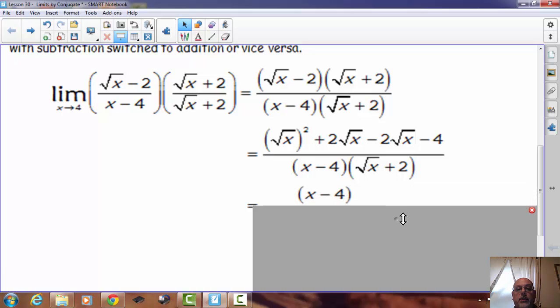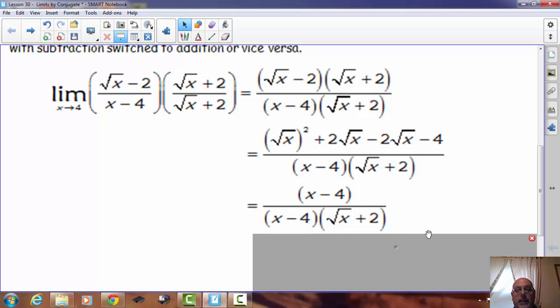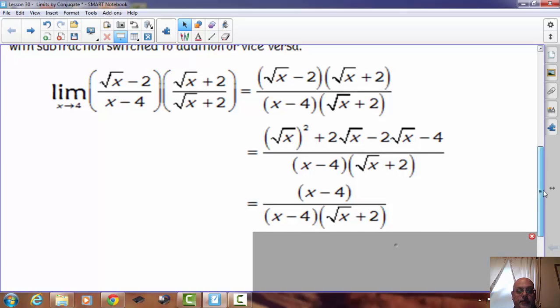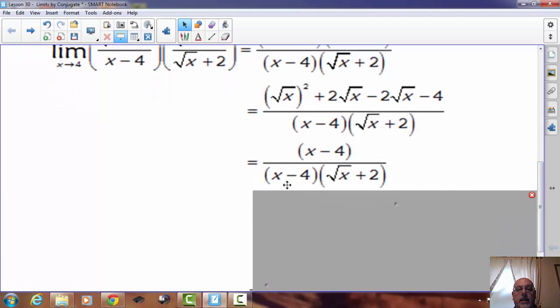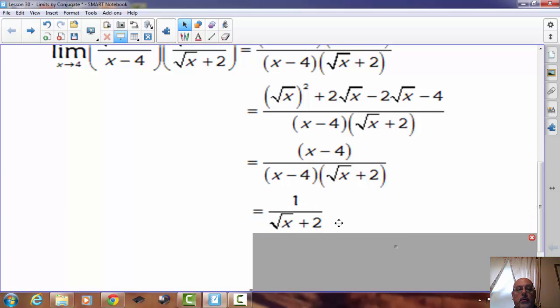When we clean up the numerator, since 2 radical x and negative 2 radical x cancel each other out, and the square root of x times square root of x is x, your numerator is x minus 4. The x from there and the minus 4. And we had an x minus 4 in our denominator. So what will happen is the x minus 4's divide out, and you'll wind up with 1 over the square root of x plus 2.